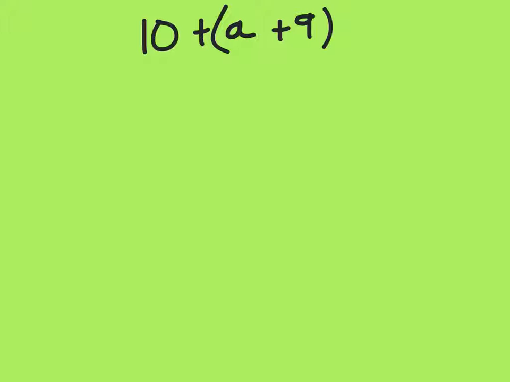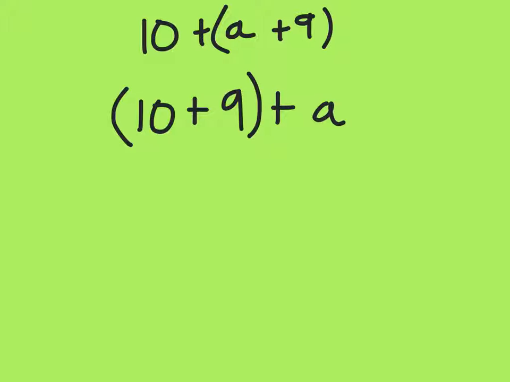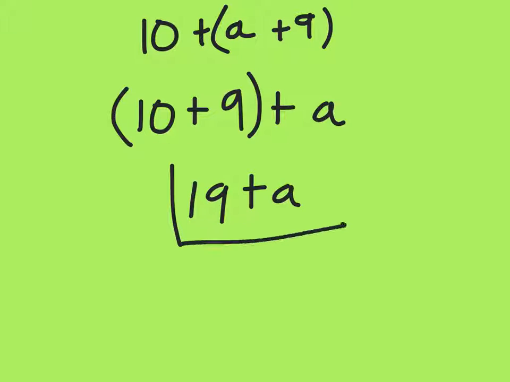Alright, to solve this one, you would need to rearrange, use the commutative property to do 10 plus 9 plus a, and then I would also use the associative property and move the parentheses so that they're around the 10 and the 9, and we're going to do 10 plus 9 first and get 19, and we still have that a at the end, but we can't add it because we don't know what number it is, so we're left with 19 plus a.